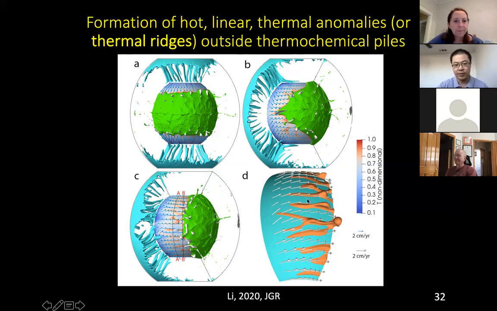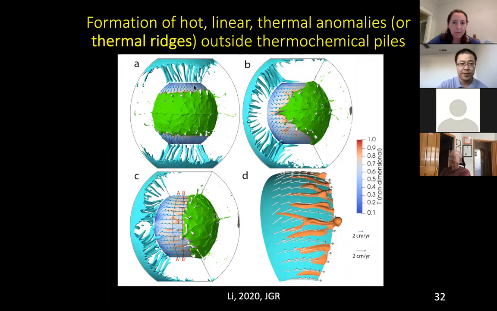And in figure D, we show the 3D morphology of these hot thermal anomalies. Now you can see the thickness of the thermal anomalies increases along the mantle flow direction, right? They are thickest near the edges of the thermochemical pile, and thinnest towards the subducting slabs. And the mantle plumes start to develop at the edges of the thermochemical pile. Because of their shape, I'm going to call these structures thermal ridges, which is convenient.